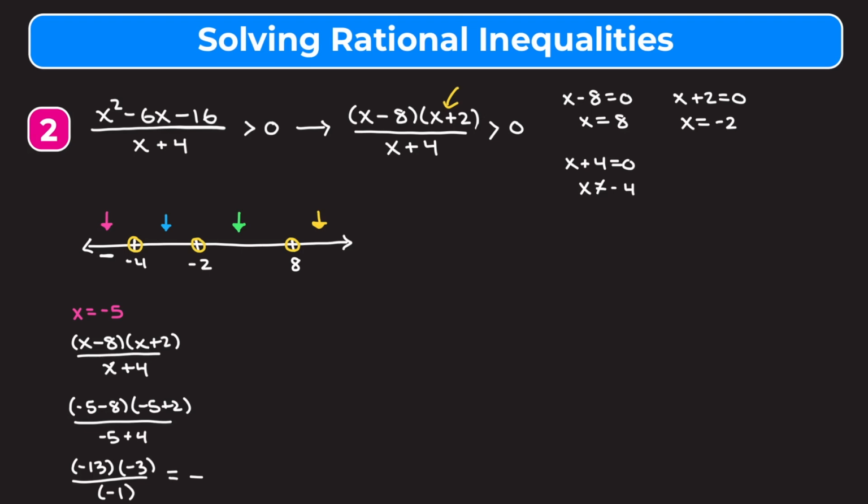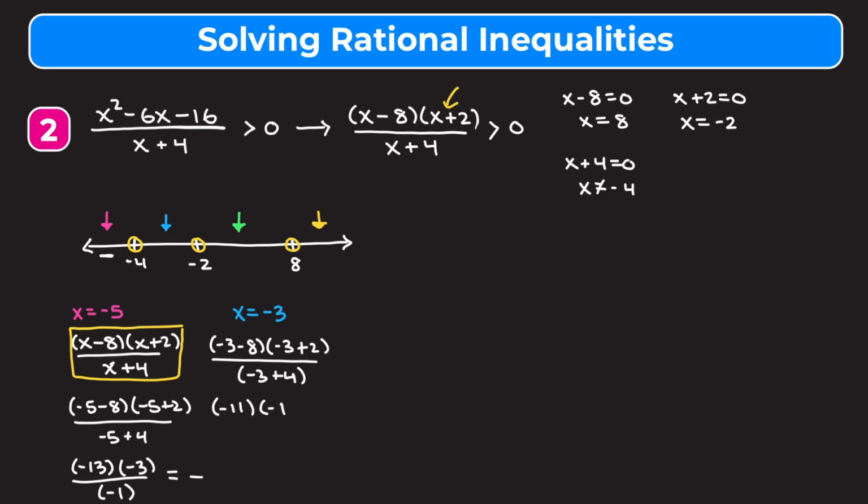Now we have to pick a number between negative 4 and negative 2. So let's say x is equal to negative 3. Again, we're going to plug it into this factored form. So I'm not going to rewrite this factored form for the sake of time. I'm just going to go ahead and plug in x equals negative 3. So we're going to have negative 3 minus 8 times negative 3 plus 2 over negative 3 plus 4. Negative 3 minus 8 is negative 11. Negative 3 plus 2 is negative 1. And on the bottom, negative 3 plus 4 is positive 1. So this time we only have two negatives being multiplied and then divided by a positive. So this is going to come out as positive. So I'm going to put a positive in this part of our sign chart.